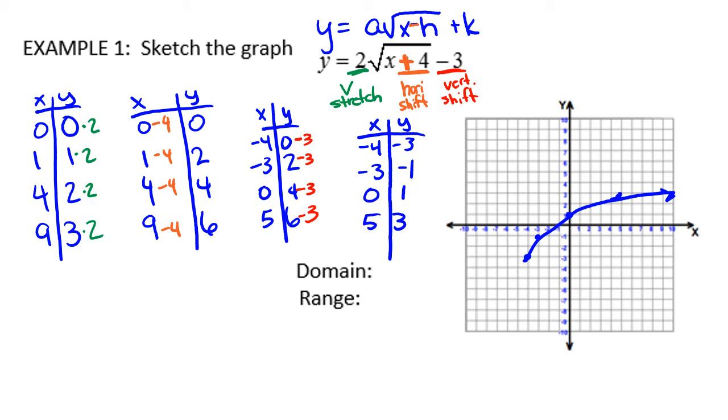So our domain is our x values. Look at my x values, they start at -4. All my x values are bigger than or equal to -4. The range is dealing with your y values. The lowest y value I have is -3. All my y values are bigger than or equal to -3.